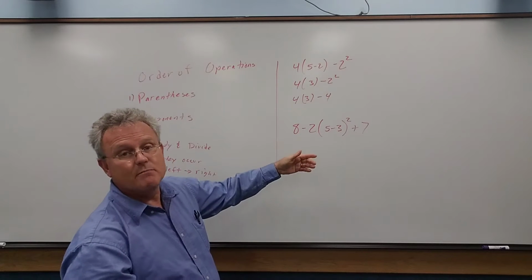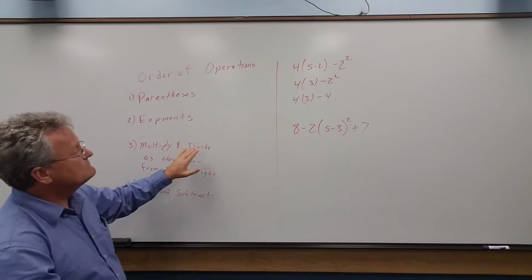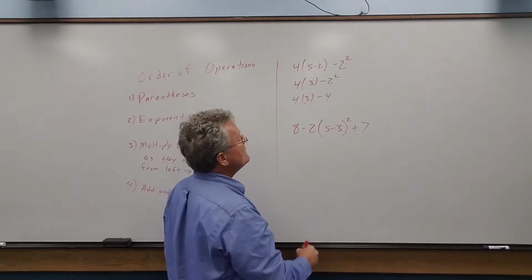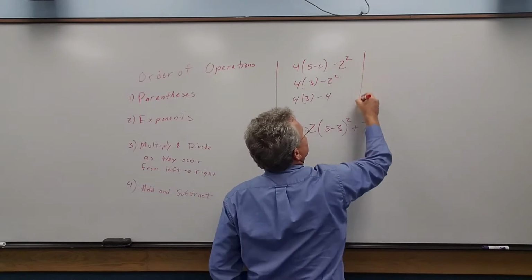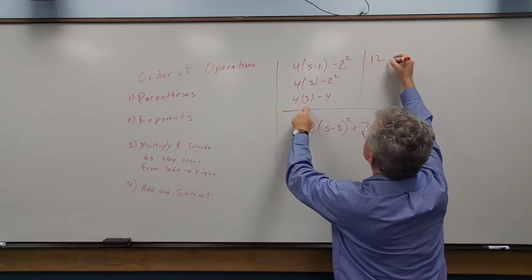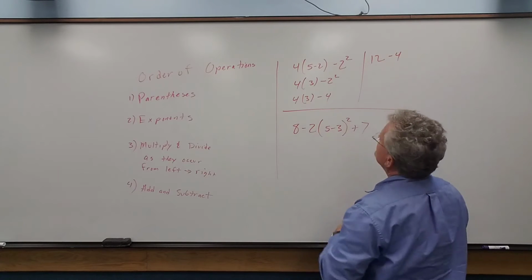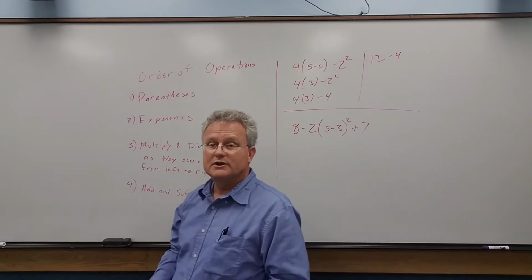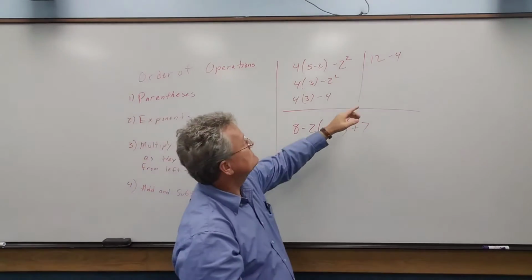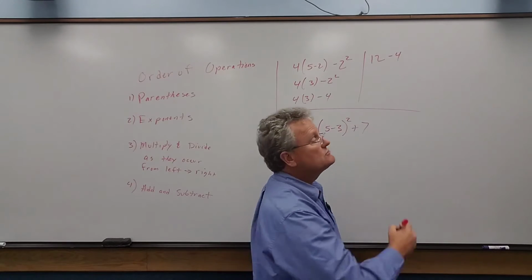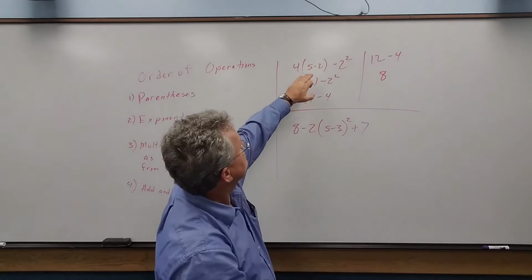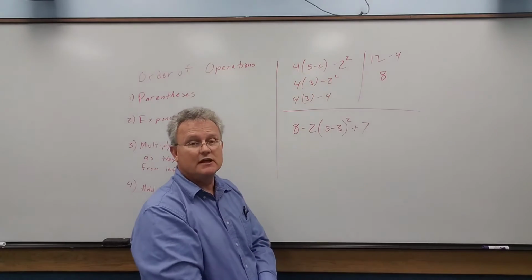And now we do the multiplying and dividing. There's one multiplication. 4 times 3 is 12, minus 4. And then all that's left after we do the first three steps is adding and subtracting. So we do the subtraction. 12 minus 4 gives us 8. So that expression is equal to 8.